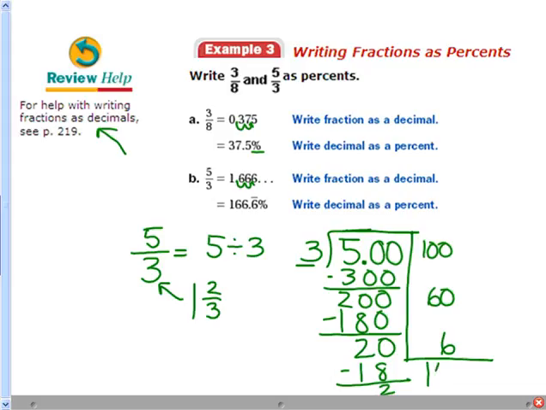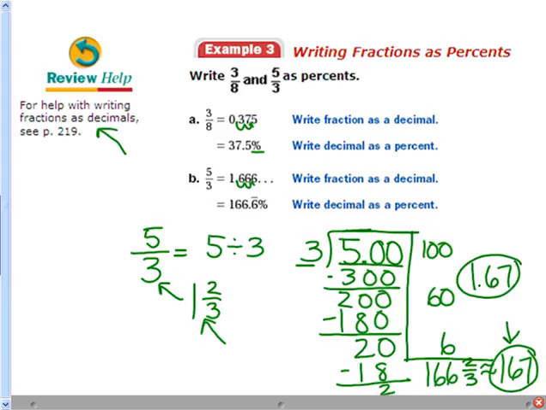I got 166 and 2/3, which, if I round it to the nearest whole number, is about 167. So there's the answer to 500 divided by 3. It's about 167. If I go back and think, well, I wanted a decimal, that's 1 point something, that places the decimal point right here, 1.67. So I'm getting almost exactly the same answer that they got, but I'm rounding it.